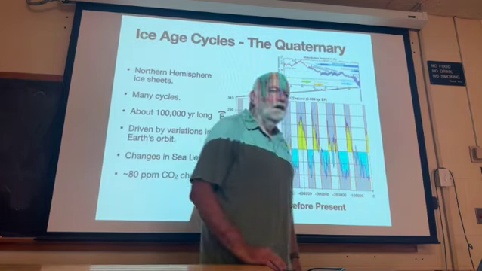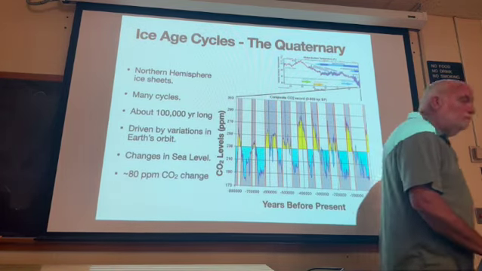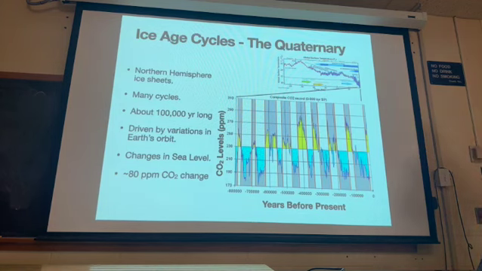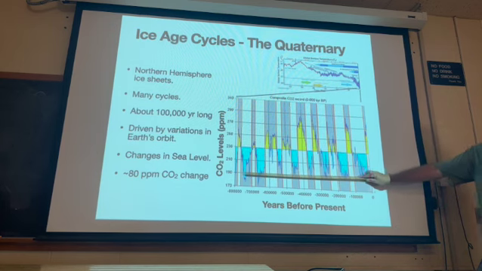So roughly how long are they? About 100,000. 100,000 is the number we use. Okay? How much CO2 is associated with the differences? It's on the left-hand side. Is it a lot of CO2 or not so much? Not so much. I mean, it goes down to 190.